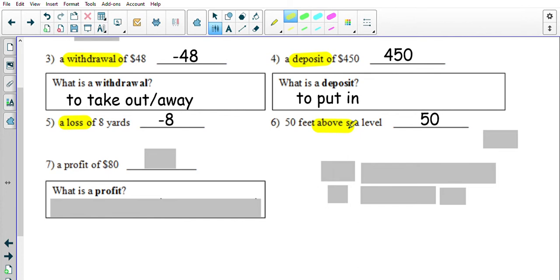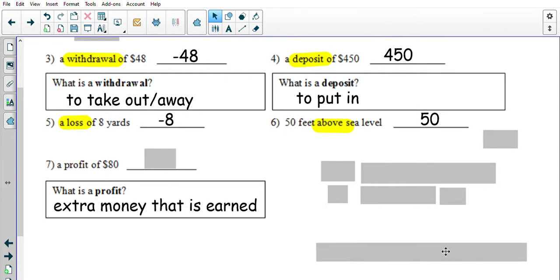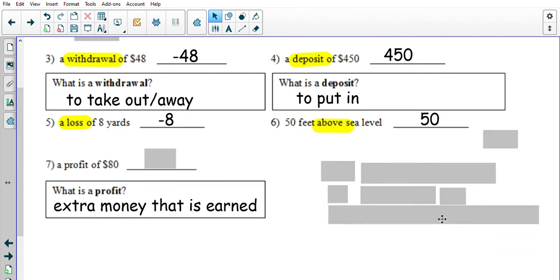They don't have this one, but a profit of $80. You have to know what the word profit means, and it means extra money that is earned. So businesses, for example, try to earn a profit.